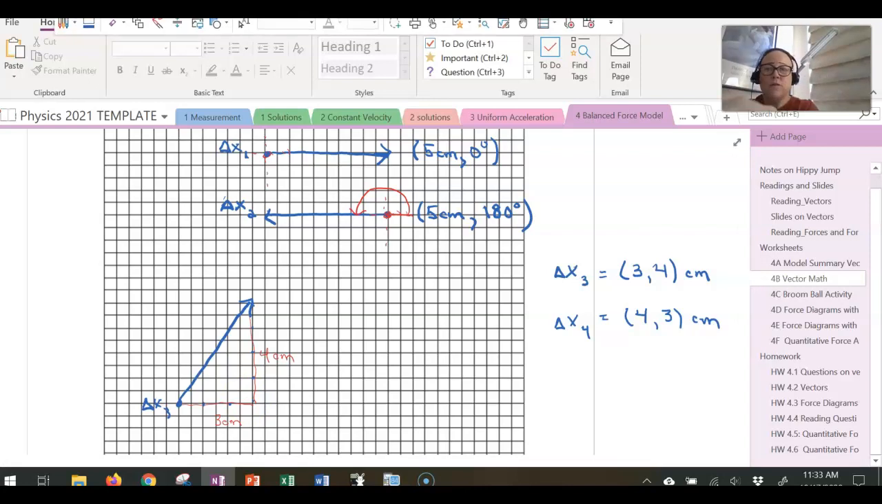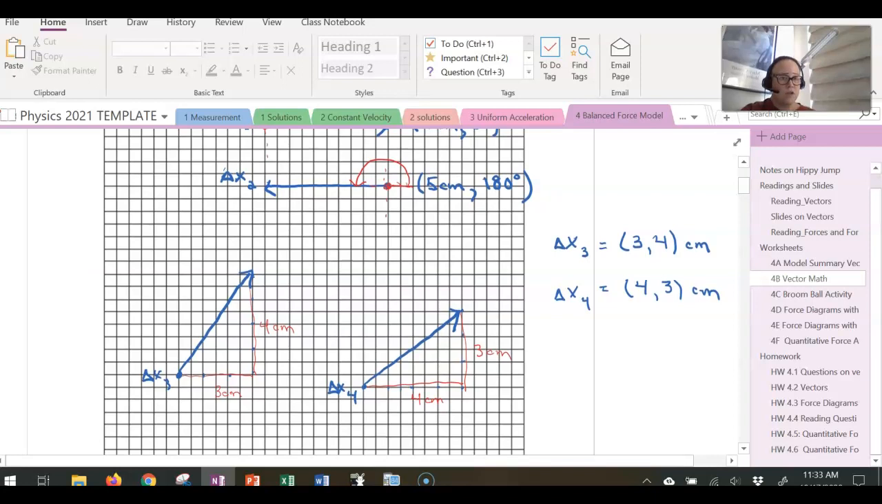What if I drew (4, 3)? So then, let's see, I'll just start it right here. It has to go 1, 2, 3, 4 in the x direction, and 1, 2, 3 in the y direction. This is Δx4. So they are not really pointing in the same direction, right? This one went 4 centimeters in the x direction and 3 centimeters in the y direction, so they are not quite the same thing. They're not pointing in the same direction.